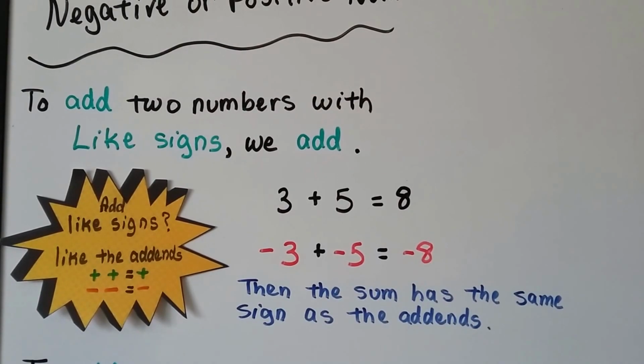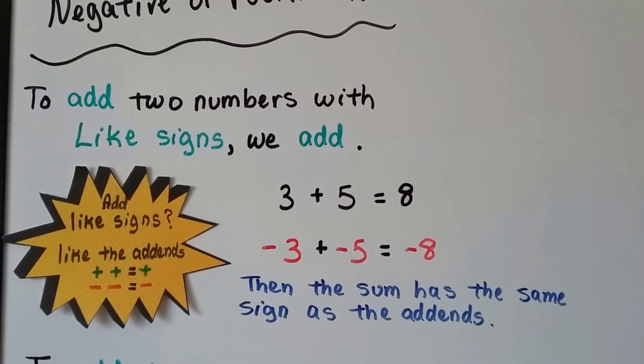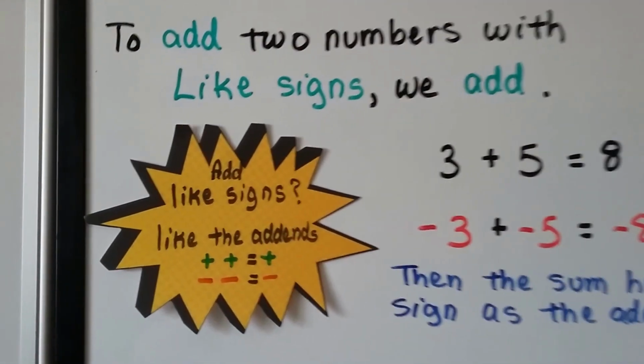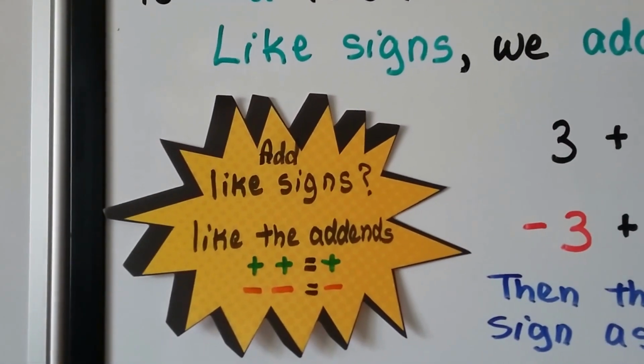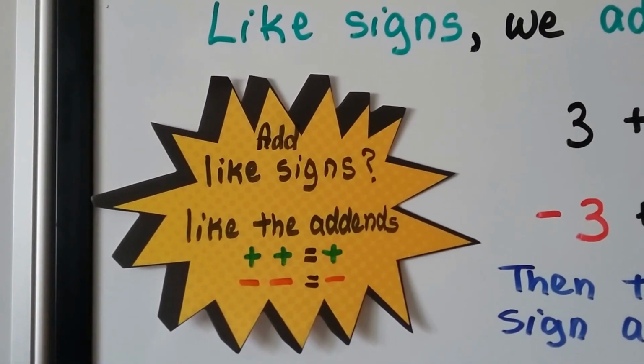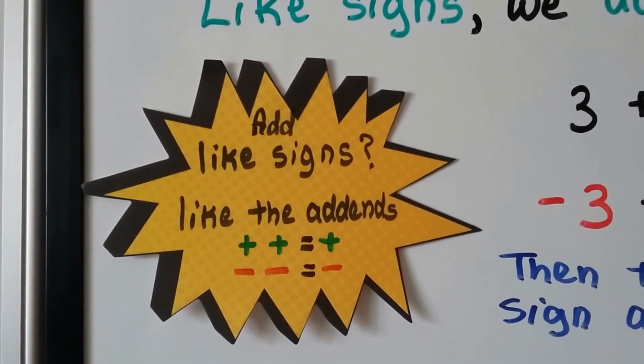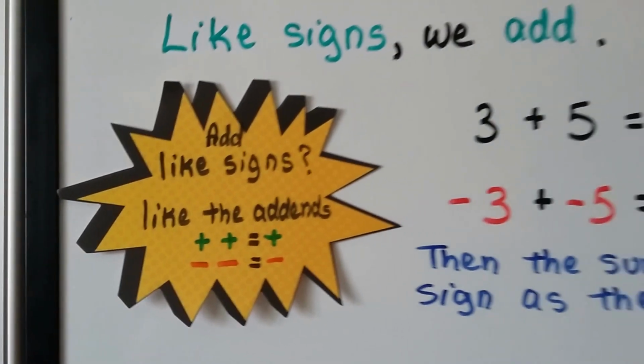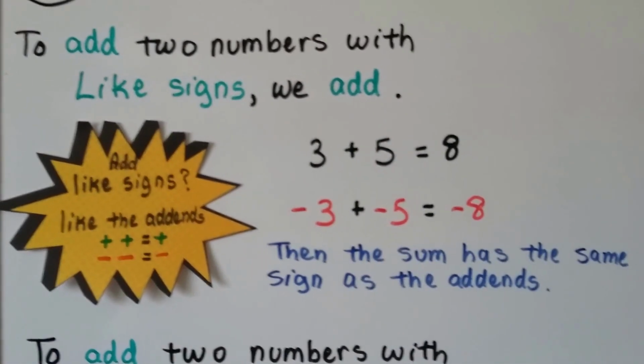To add two numbers that have like signs, we just add. If they have like signs, then we use the sign of the addends. So if the addends are both positive, the answer will be positive. If the addends are negative, then the answer will be negative. So that's when they have signs that are alike.